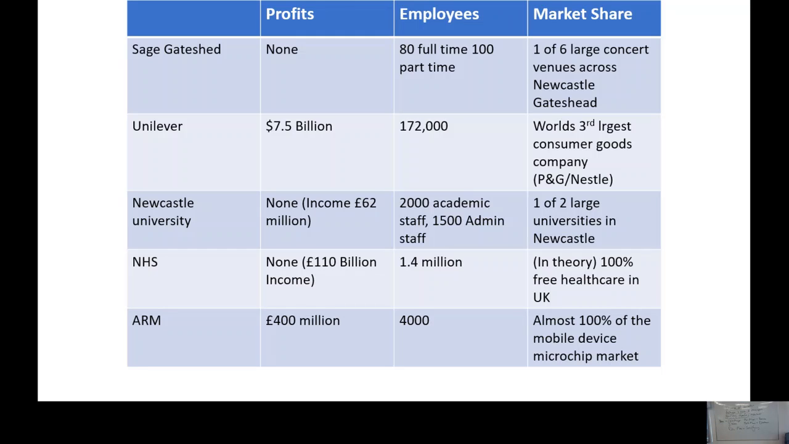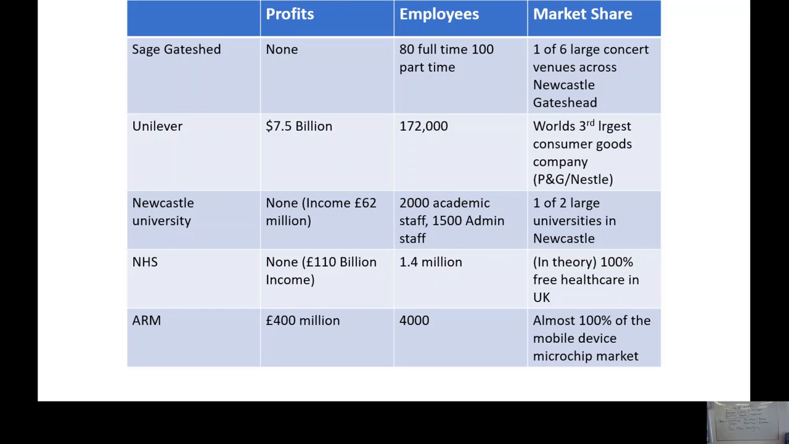Newcastle University, again, doesn't make any profits, but it has an income of about 62 million, and has 2,000 academic staff, 1,500 admin staff, and it's one of 2 large universities in Newcastle. So in Newcastle, very large, globally, less so within the UK, one of the local universities. NHS, again, no profits, but 110 billion income from the government, and 1.4 million workers, and in theory, its market share is 100% in the UK in terms of free healthcare, but there are some private sector parts to it.